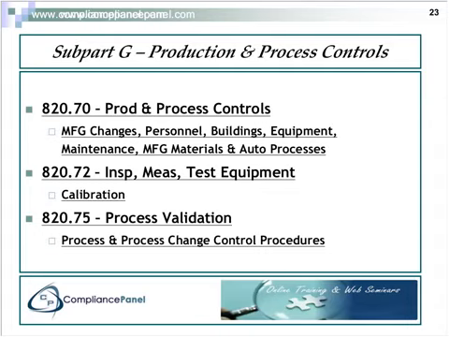Subpart G for production and process controls. Here we talk about manufacturing changes and personnel, buildings, equipment, inspection, measurement, and test equipment. And as engineers and manufacturing personnel perform tasks, you need to ensure that all equipment is calibrated and that a valid calibration sticker is applied to the equipment where necessary, and that any periodic maintenance has been performed.